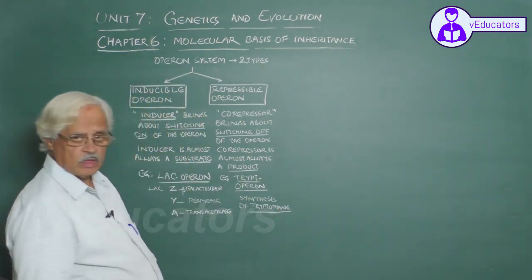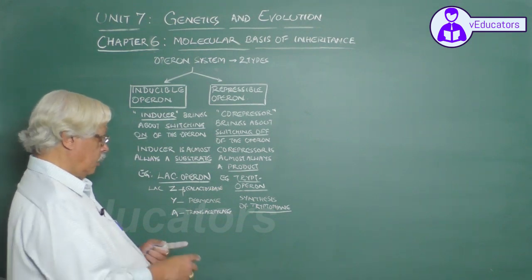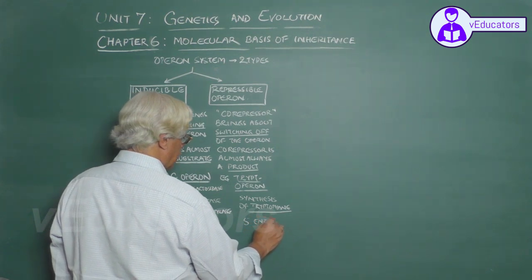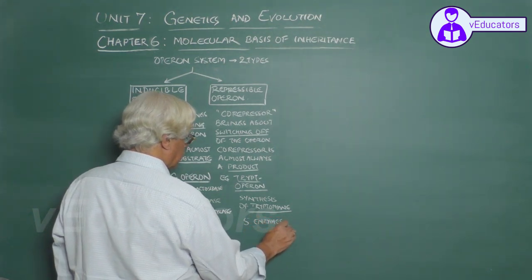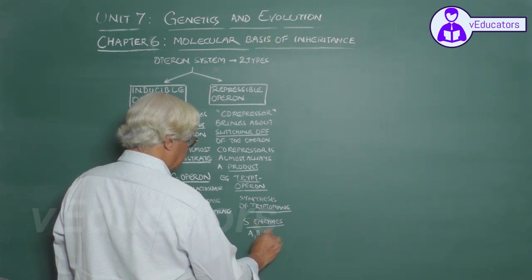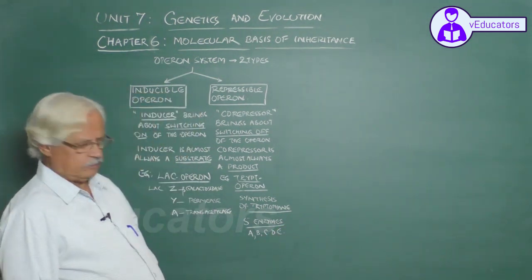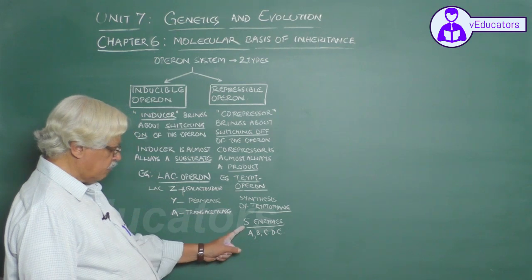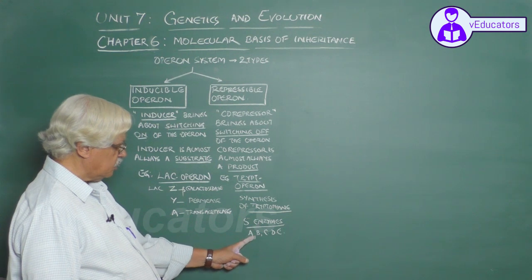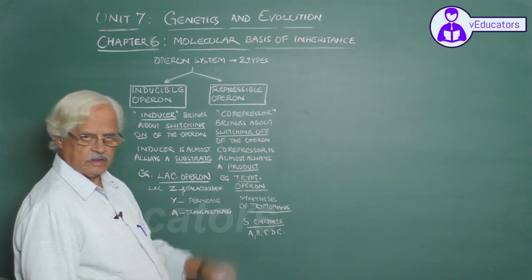Again, in the bacteria E. coli, synthesis of tryptophan requires 5 enzymes designated as A, B, C, D and E. Therefore, there should be 5 structural genes involved in this mechanism, one each for A, B, C, D and E.